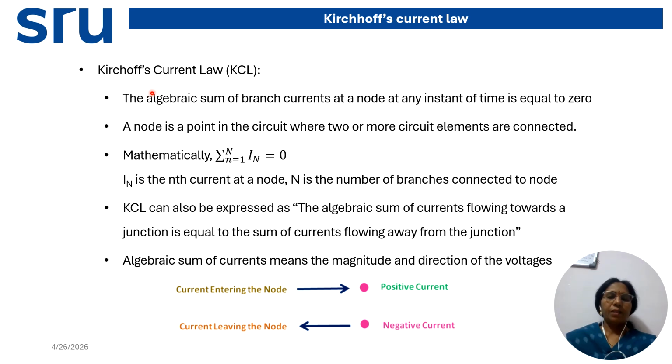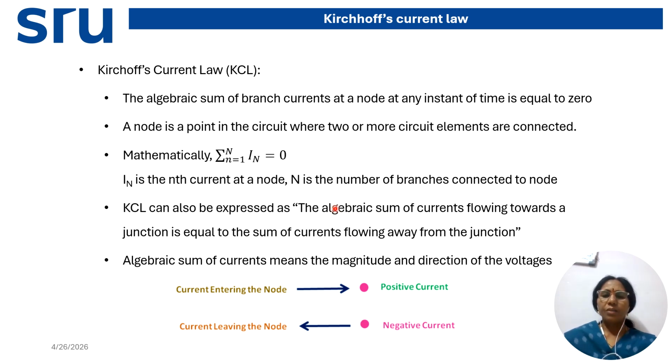So, in this slide again it is given the statement of Kirchhoff's current law: algebraic sum of current at a node equals 0, and the node definition, and see how the currents are taken. Just remember, if the current is entering the node, you take it as positive; if the current is leaving the node, you must take the current as negative. Okay, so you just remember this point.